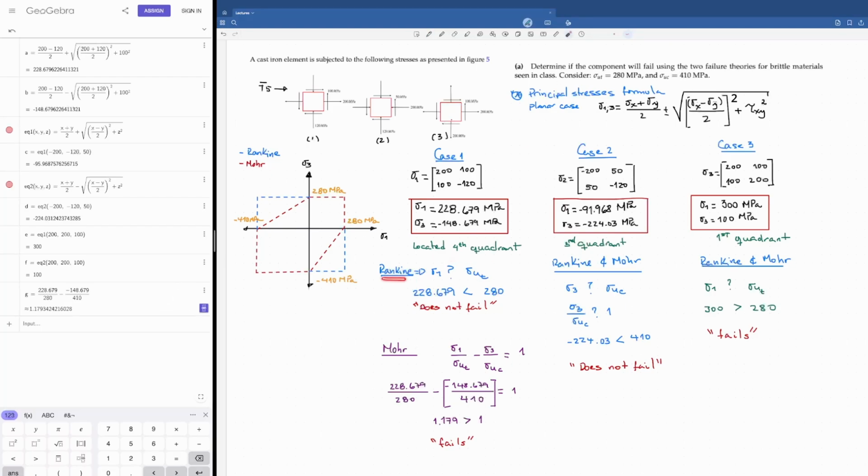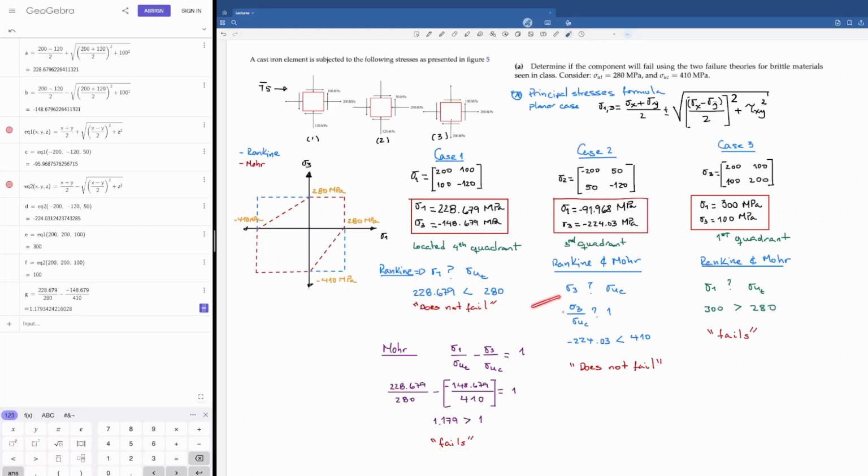For the first case, Rankine's theory is not going to be the same as Mohr's theory, because we see this big difference. This is the area for Mohr, and this is the area for Rankine. In Rankine, we take the maximum principal stress and compare it to the corresponding ultimate strength: if positive, the tension one, and if negative, the compression one. According to Rankine, it does not fail. But when I check if that point is contained in this area, below this line, using the formula of this line, and validate with the calculator, according to Mohr it fails.